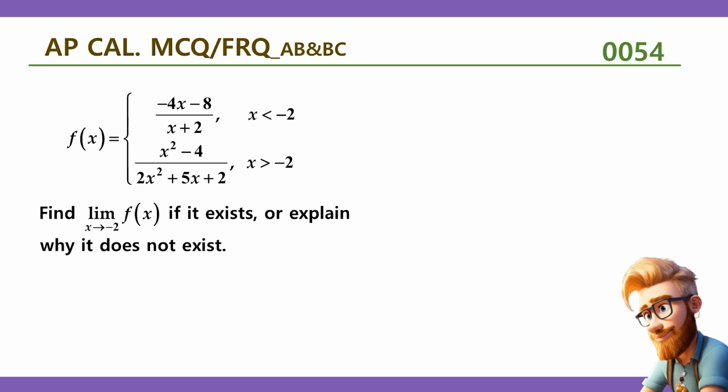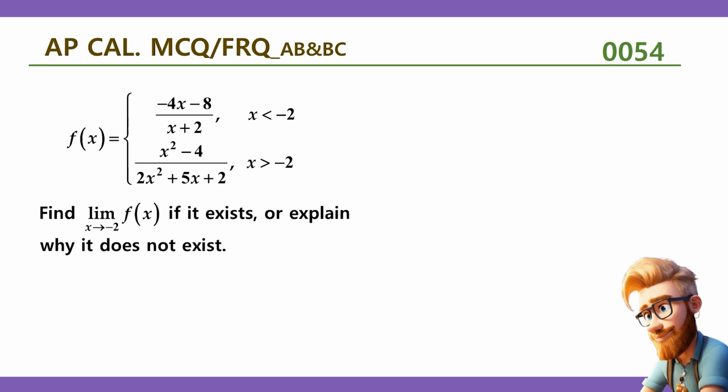Question 54. We have a piecewise defined function. If x is less than -2, then f of x is this. If x is greater than -2, then function f is this. The question is to find the limit as x approaches -2 of f of x, if it exists, or explain why it does not exist.